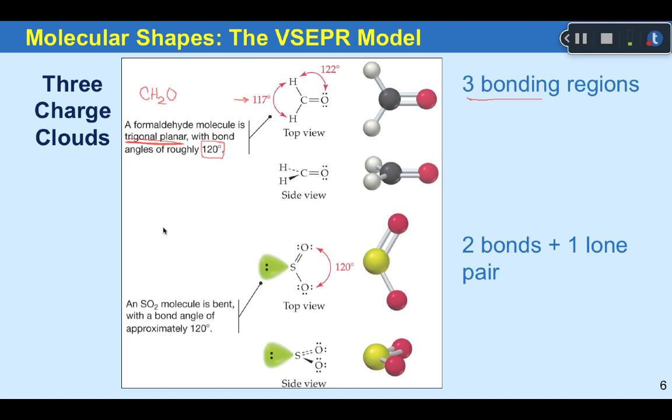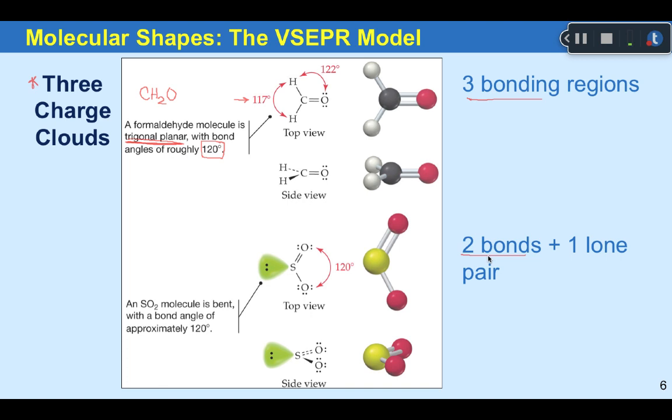The second molecule that shows three charge clouds here is SO2, sulfur dioxide. And this molecule, again, has three charge clouds, in spite of the fact that it might first not appear that way. Three charge clouds because you have two bonds, one to each oxygen, and one of them is a double bond, one's a single bond, and yes, resonance structures tell you that you could do them two different ways.